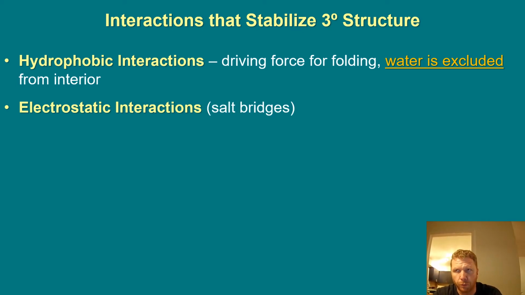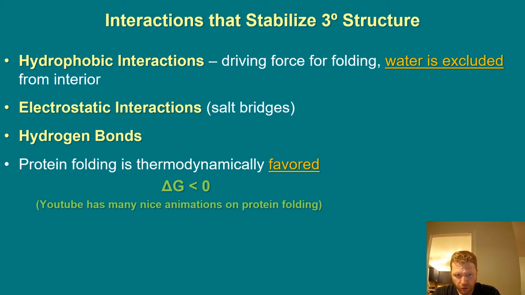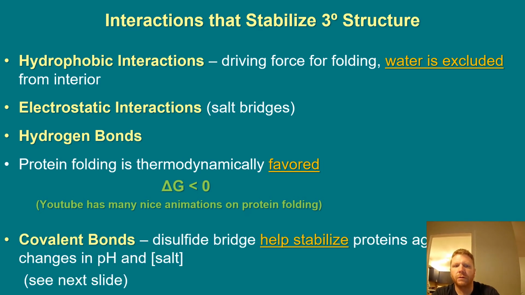Electrostatic interactions or salt bridges, which, if we remember, salt bridges are electrostatic interactions and hydrogen bonding. There are also going to be instances where there are simply hydrogen bonds that are established. Now, protein folding is a thermodynamically favored process. So the delta G is going to be negative for a protein going from its unfolded state to a folded state. Covalent bonds are also going to stabilize tertiary structure.